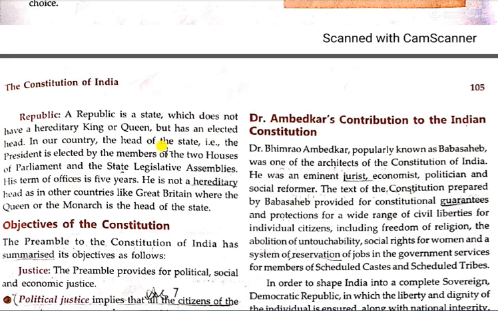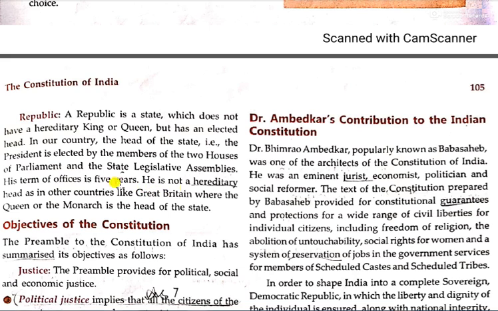In our country, the head of the state, that is, the president, is elected by the members of the two houses of parliament and the state legislative assemblies. We have two houses of parliament, Rajya Sabha and Lok Sabha. The members of these houses and of the state legislative assemblies elect the president, who is the head of the country. His term of office is 5 years.